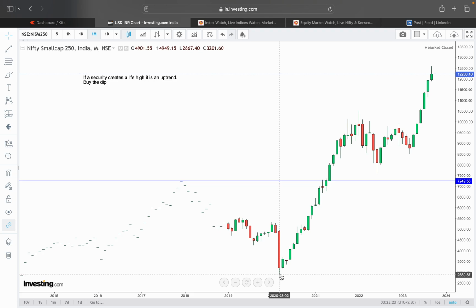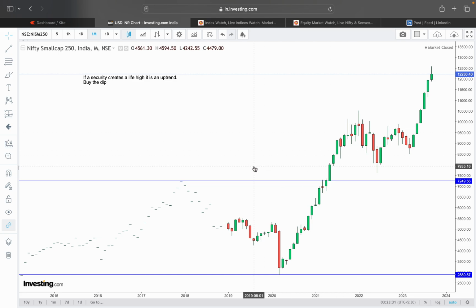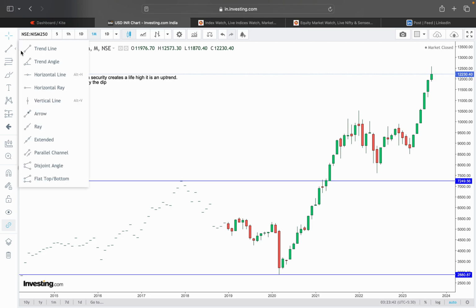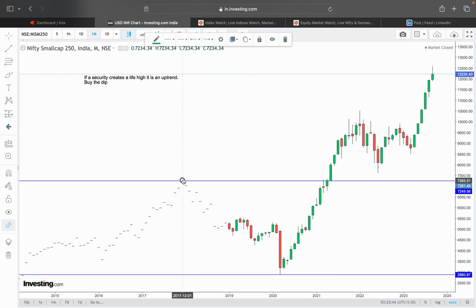This is the COVID low, at which point the index was at sub 3000 levels, and from here obviously the index rallied upwards, and in the process of rallying upwards we saw it absolutely take out the previous high of 7200. What is important to note is that this is the monthly chart.